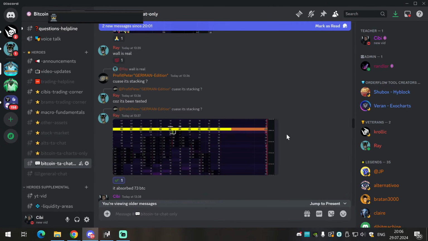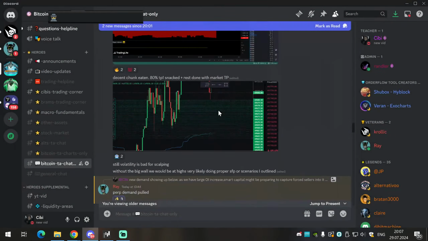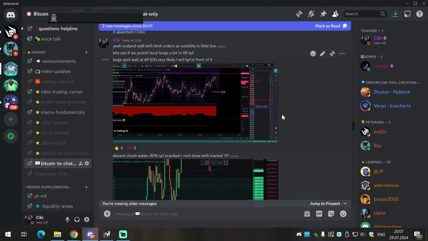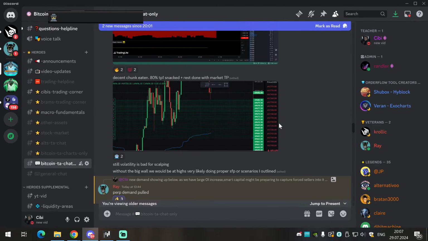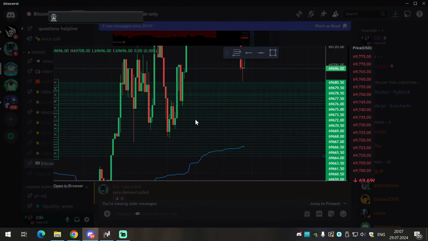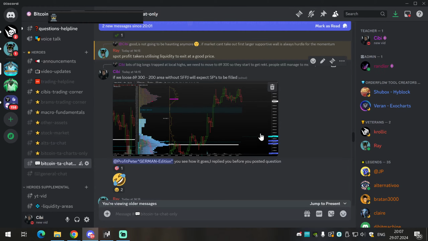Let's go further down. We will now slowly start covering this swing failure pattern, the major one. I was also scalping in between. You can see some nice take profit was hit. Actually, the take profit I shared here was hit fully.